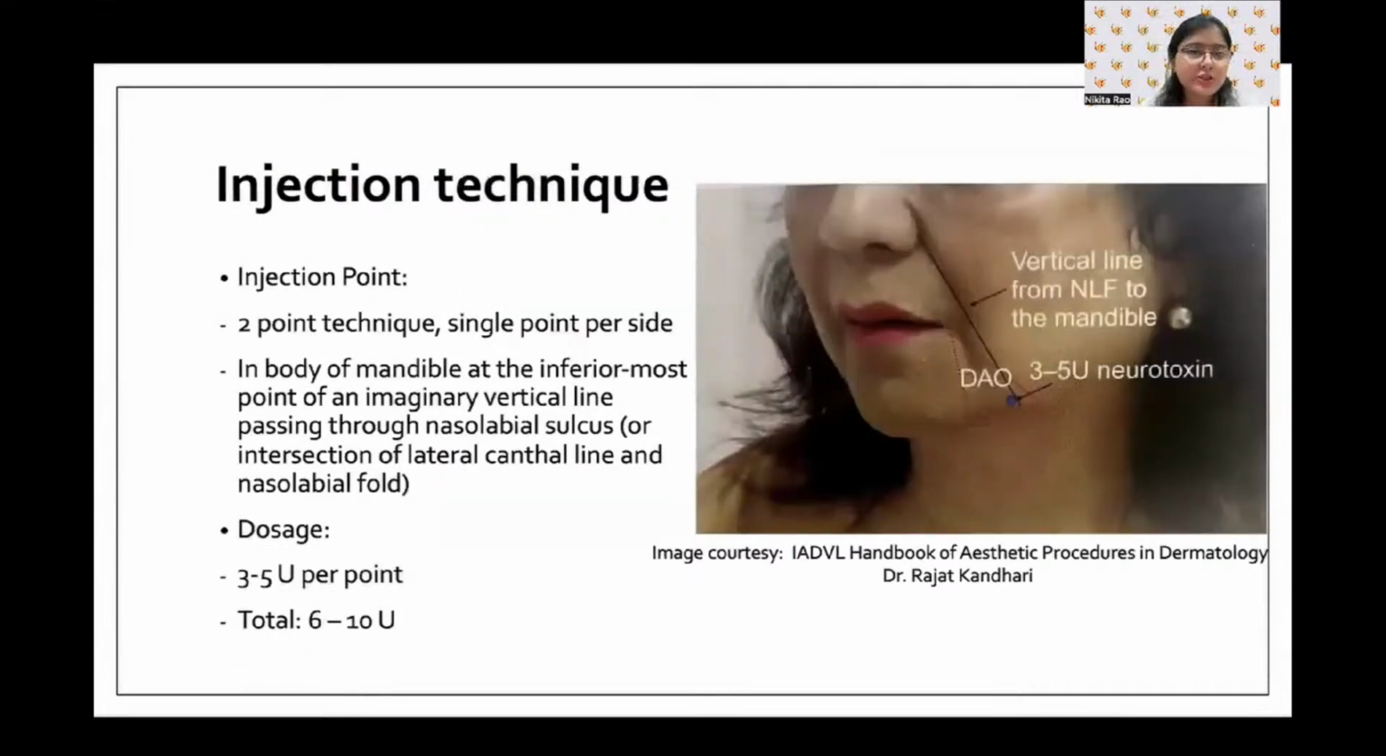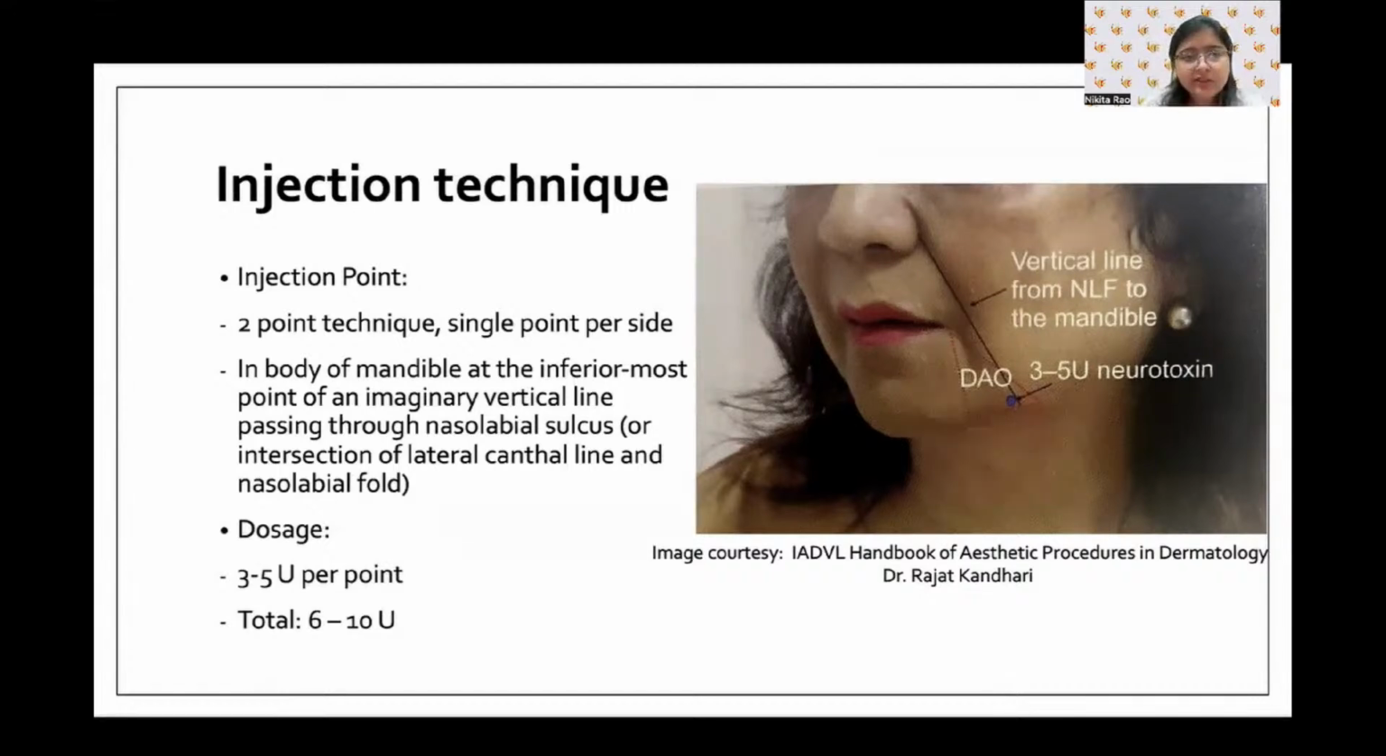Injection technique is usually a 2-point technique with a single point per side. That single point is placed in the body of the mandible at the inferior most point of an imaginary vertical line that is drawn from the nasolabial sulcus, or it can be taken as the intersection of the lateral canthal line and the nasolabial fold.